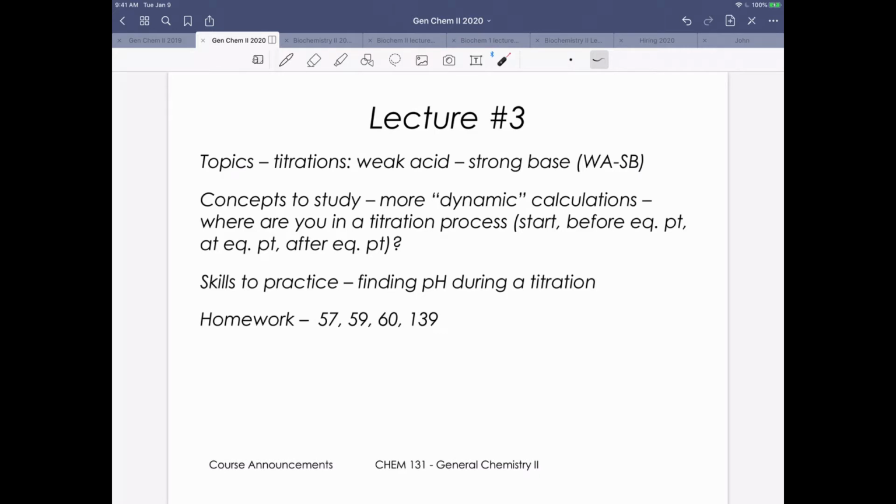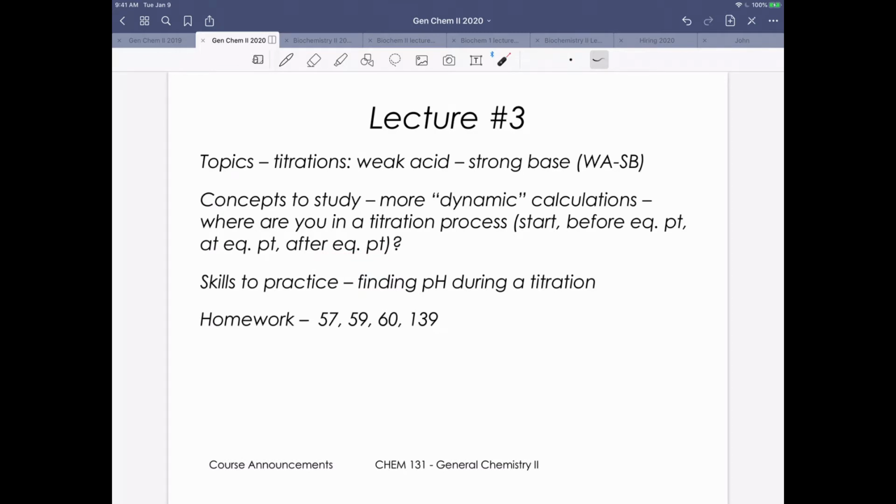And so some of the calculations that we're going to see in today's lecture sort of have a mix of stuff we did with buffers in our first lecture and then with titrations in our second lecture. So again, conceptually, we're going to continue this concept of doing calculations that we refer to as being dynamic, meaning we're constantly changing things. And that's what happens when we're doing titrations. We're still going to consider the same points that we could be in a titration, either before the titration has begun, before the equivalence point, at the equivalence point, or after the equivalence point.